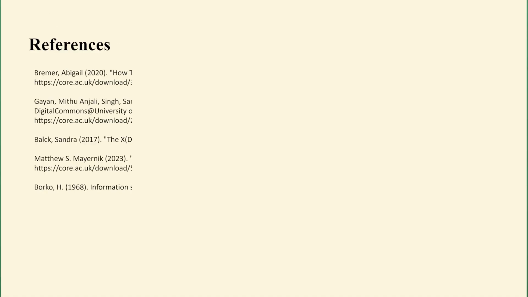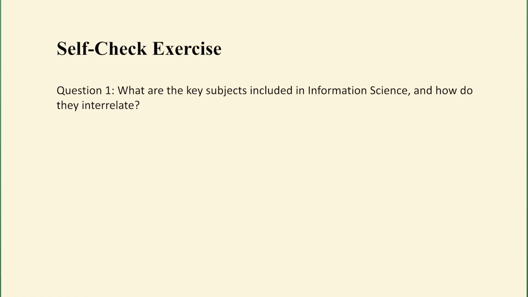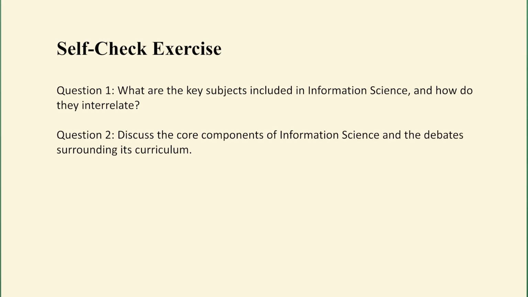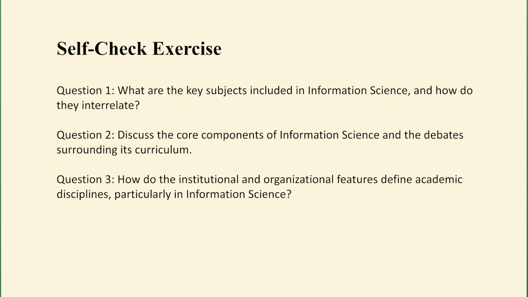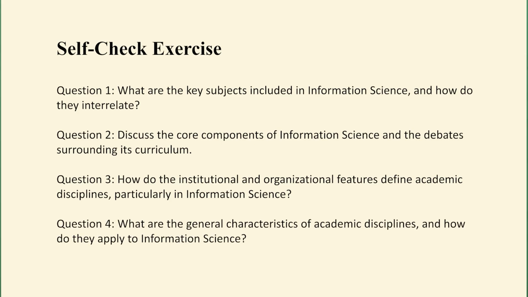And last, we can ask a few questions. What are the key subjects included in information science and how do they interrelate? Another question may be, discuss the core components of information science and debates surrounding its curriculum. Another may be asked, how do the institutional and organizational features define an academic discipline, particularly in information science? Next, another question may be, what are the general characteristics of academic disciplines and how do they apply to information science?